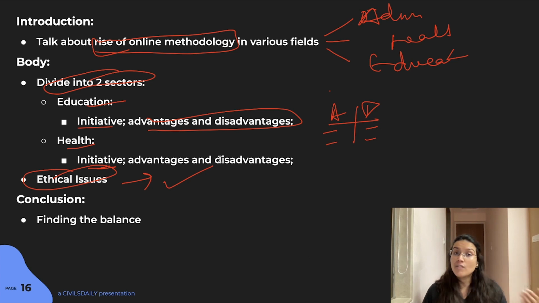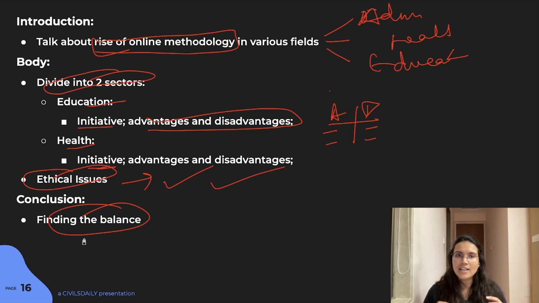The vulnerable community, even women, like the digital divide in terms of knowledge, you can highlight here, right? So again, these are the ethical issues you can highlight. And again, the conclusion, you can keep it very small because you've already covered a lot of content above.